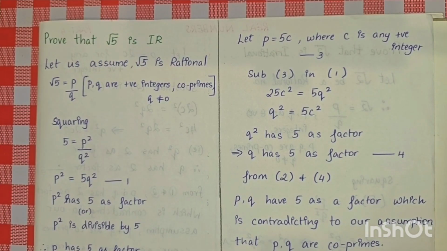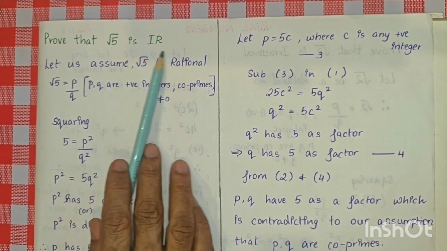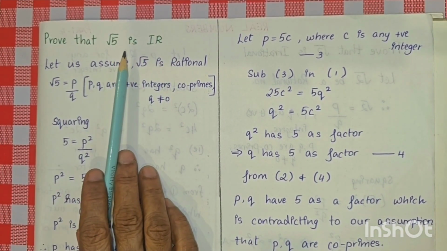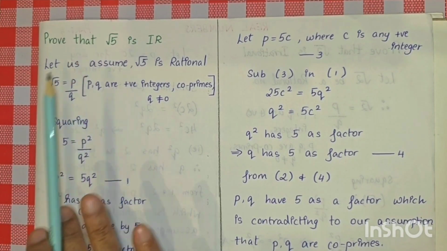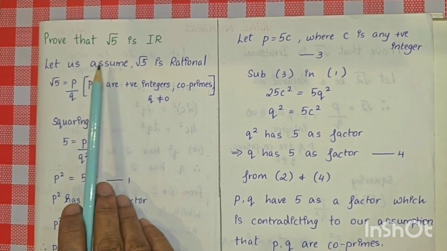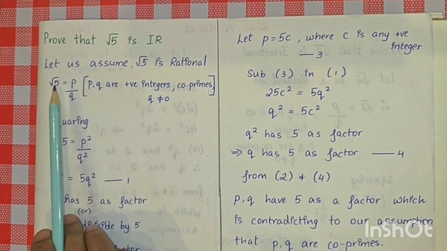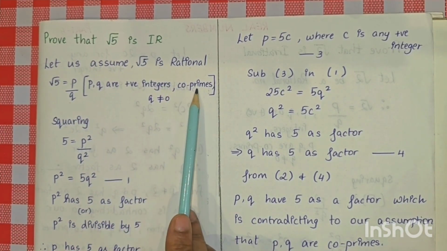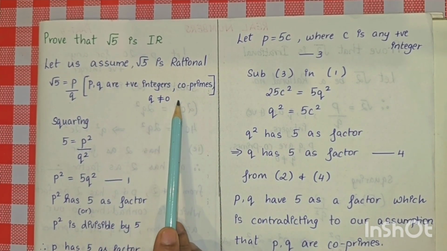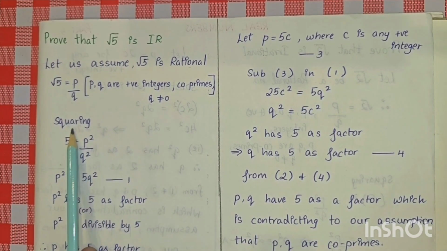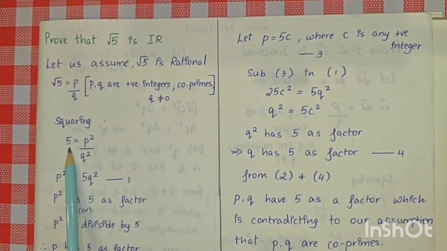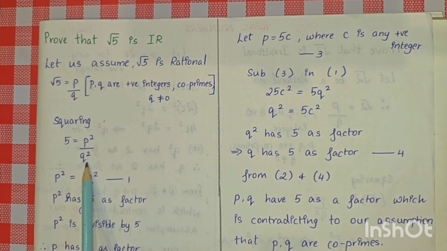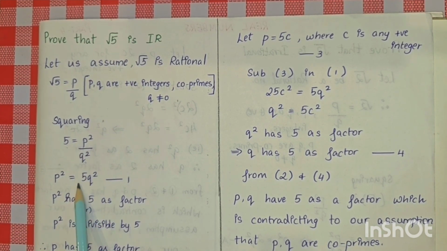Okay, now we will prove one more. Prove that root 5 is irrational. The same method applies for any number given. So let us assume root 5 is rational. So you can write it as p by q, where p and q are positive integers and they are co-primes, and q not equal to 0. Squaring on both sides, you will get 5 is equal to p squared by q squared. Cross multiply, p squared equal to 5q squared.